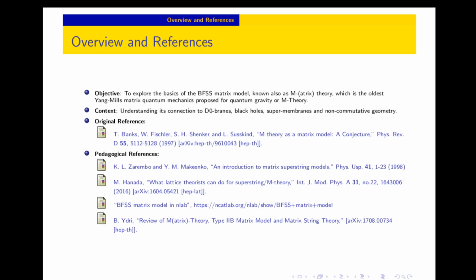Our objective today is to explore the basics of the BFSS matrix model, known also as M-matrix theory, which is the oldest Yang-Mills matrix quantum mechanics proposed for quantum gravity or M-theory. In particular, we will try to understand the connection of this model to D0 branes, black holes, supermembranes, and non-commutative geometry. The original reference is the 1996 HEP preprint 9610043 by Banks, Fischler, Shenker, and Susskind.